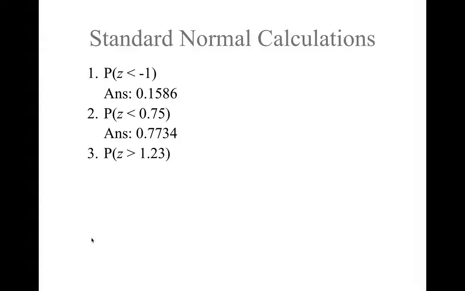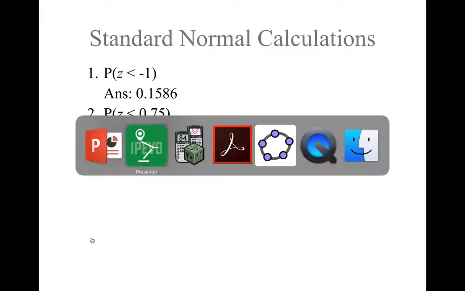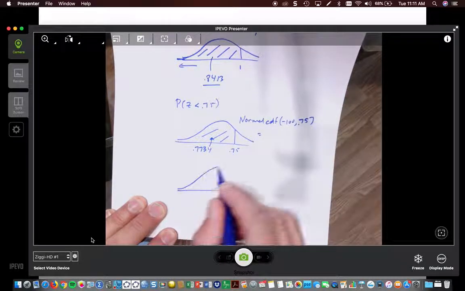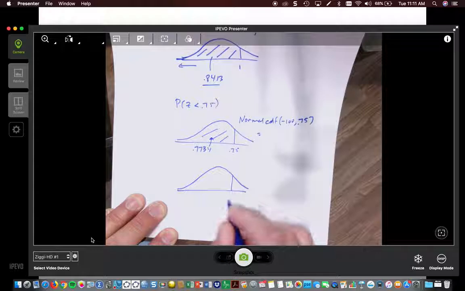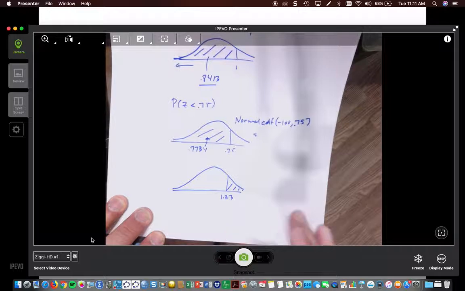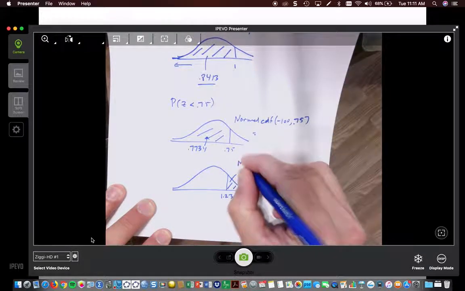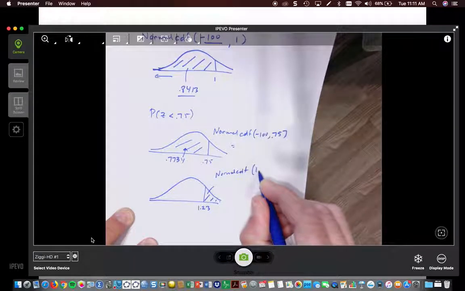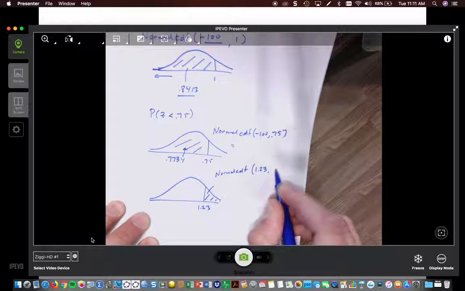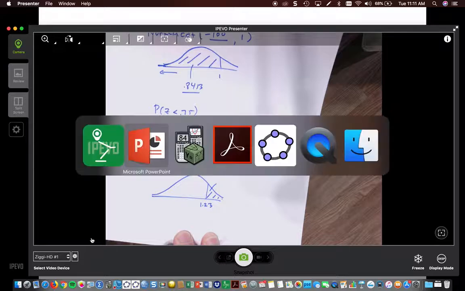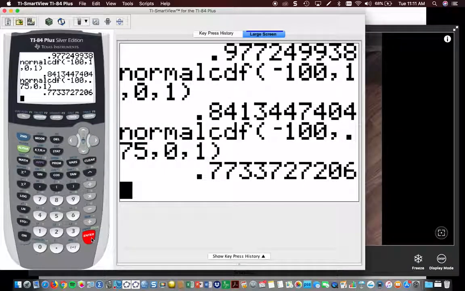The probability that z is bigger than 1.23. Now this is the nice thing about the calculator: if I'm looking at the probability that z is bigger than 1.23, and I want to know its right tail probability, we can put in normal CDF. Now the lower bound is 1.23, and the upper bound is just a big number, and 100 is generally big enough there.